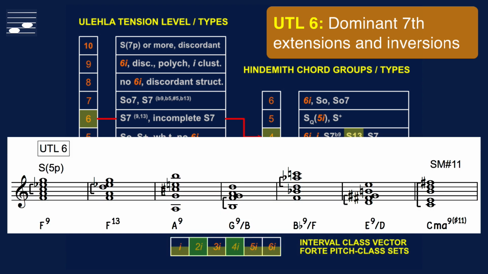At UTL 6 we also find several 5-part chord structures. We see a number of dominant 9 chords. On the right, note the major 9 chord with the sharp 11 extension, which I put here and not at level 3, since it is equivalent to a dominant 9 chord with added 13th.